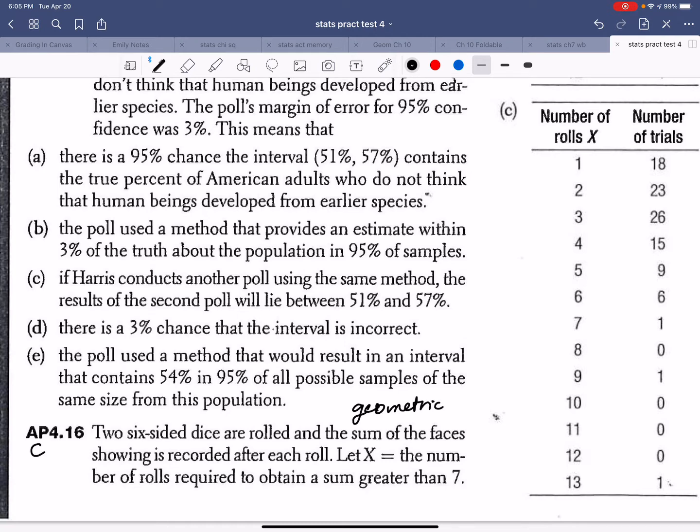So it says two six-sided dice are rolled and the sum of their faces is shown and recorded. Let X be the sum required to obtain greater than 7. So that means I'm going to roll and roll and roll until I get a sum greater than 7. I know at this instance, I'm going to keep rolling until I get a 7. So that tells me this is a geometric distribution.